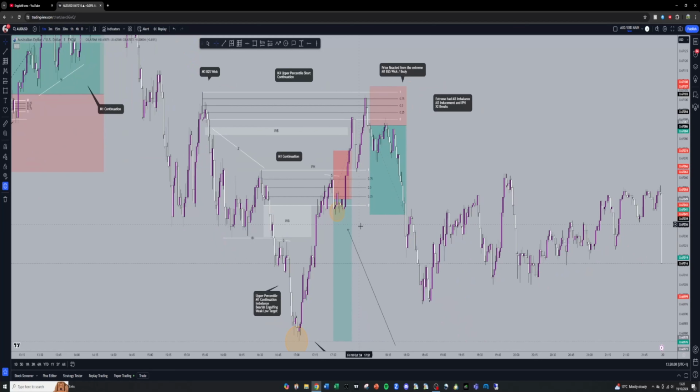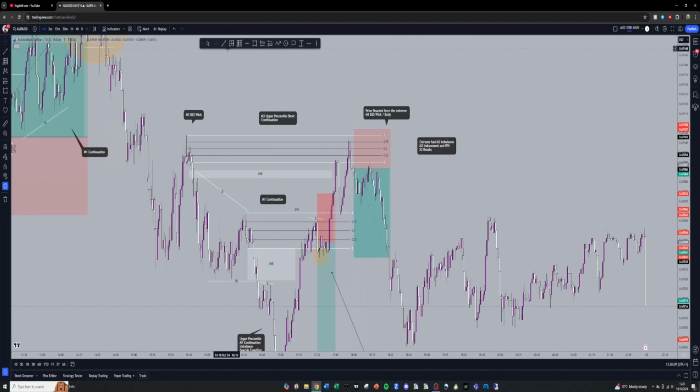I call it the origin of the move, so this is the origin of where that move was created, so I target that. That was a 1 to 2.3. We had a nice 2 pip stop loss because that covered the zone and the internal protected high. So price reacted from the extreme.